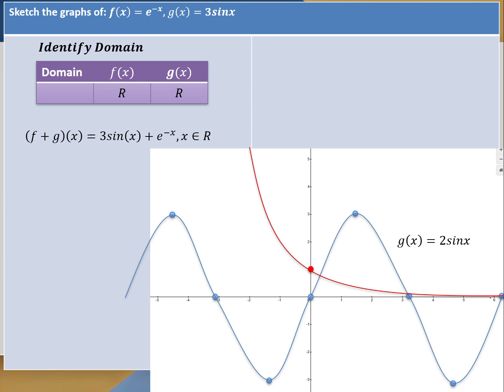We know e to the power of x is an exponential that goes through 1, and the negative just means it's flipped. We know 3 sine x has a period of 2 pi, so I've broken it down into 4 parts. I've kept it as 1, 2, 3, 4, 5, 6 because we're not just dealing with pi.